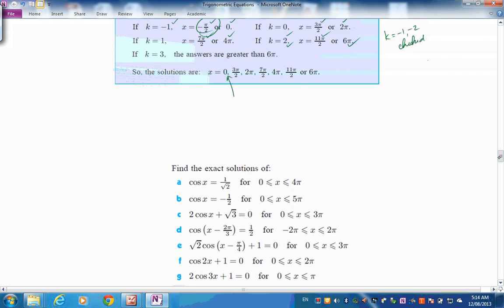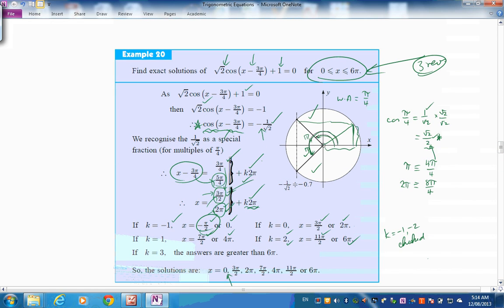Let's go back up there. That's a little bit surprising. It's because of this adding on of 3 pi on 4. Okay, so for all of those solutions there, we haven't checked k is 3. But k is 3 is adding on 6 lots of pi, and that is outside our domain, given that we have values non-zero already.